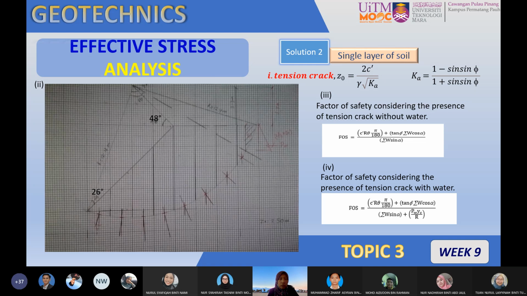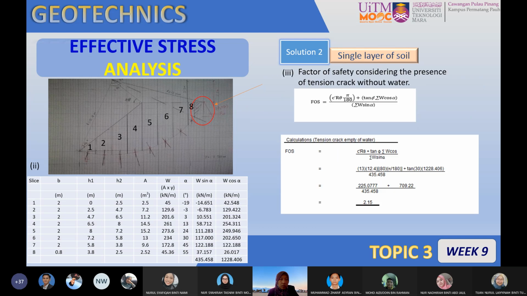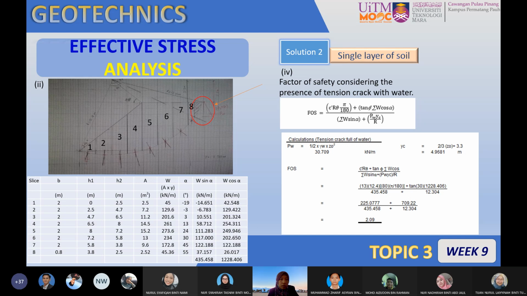So formulate the FOS according to this formula, and you can get the answer for FOS. This is the tabulated table calculated for each parameter, for the N component and the T component, the Z node and the tension depth. The next one is the FOS. The red circle here indicates the location of the tension crack and depth. And the final one is the FOS with the crack full of water. This is the position where the hydrostatic force becomes an additional component to the disturbing moment.